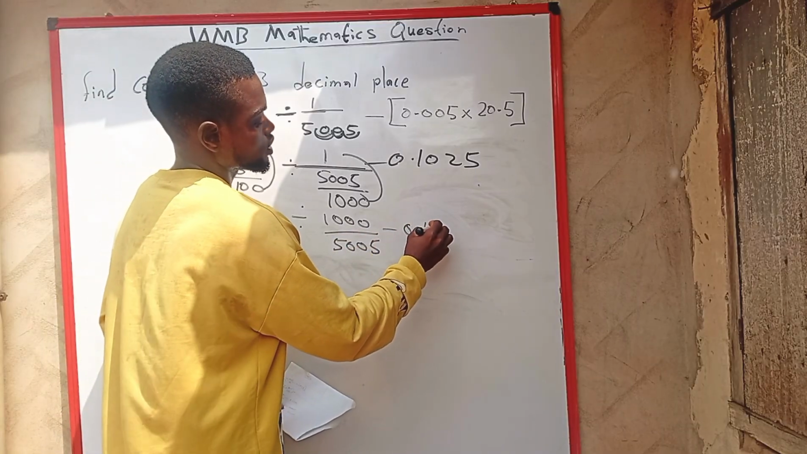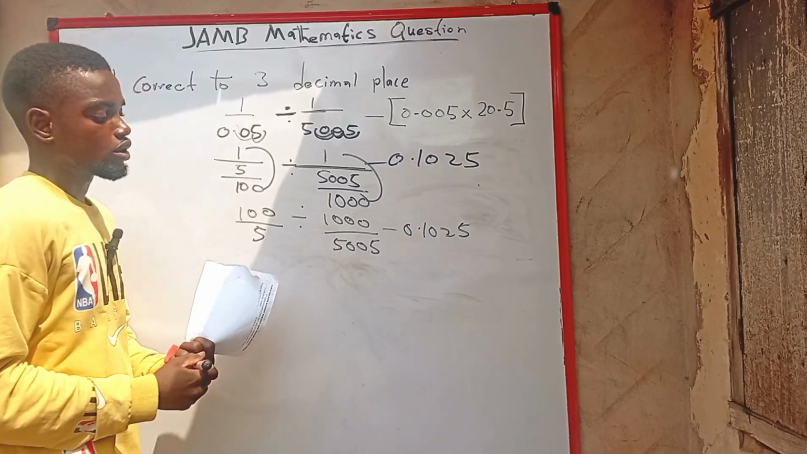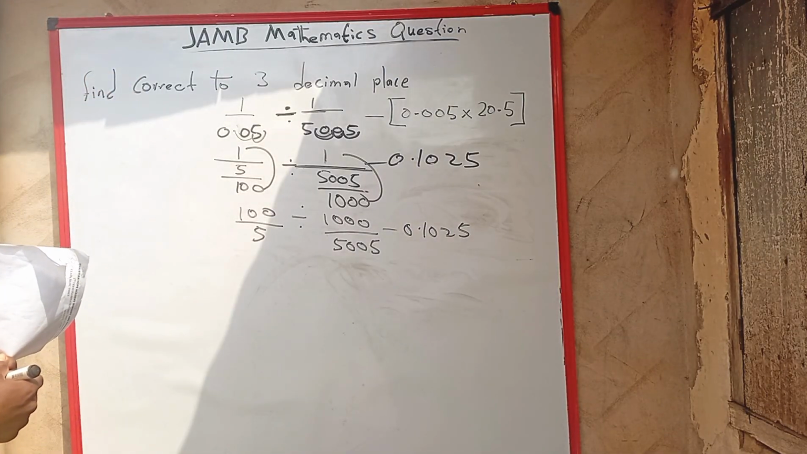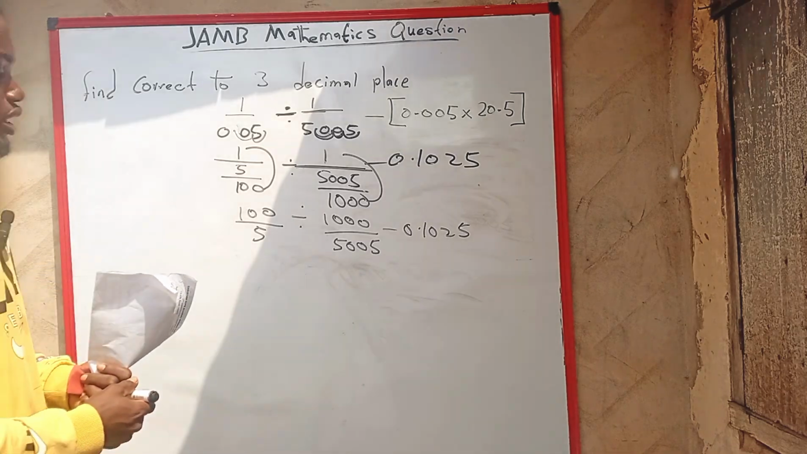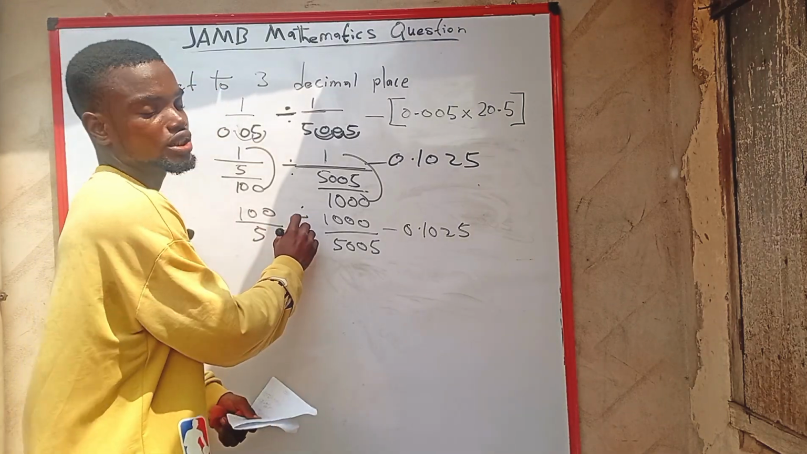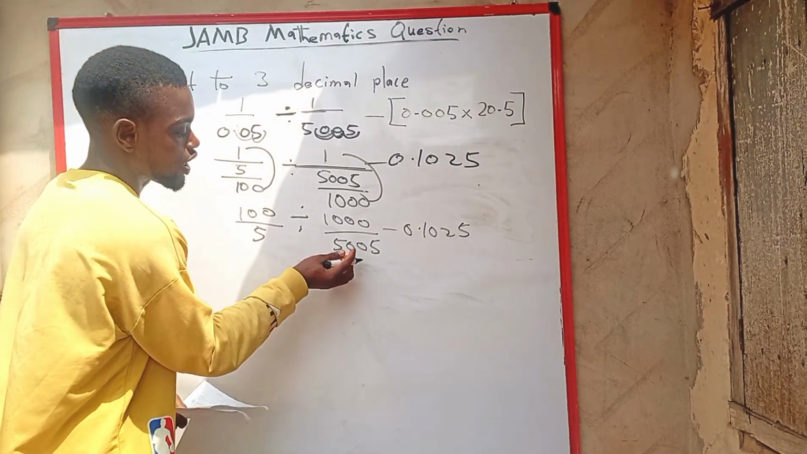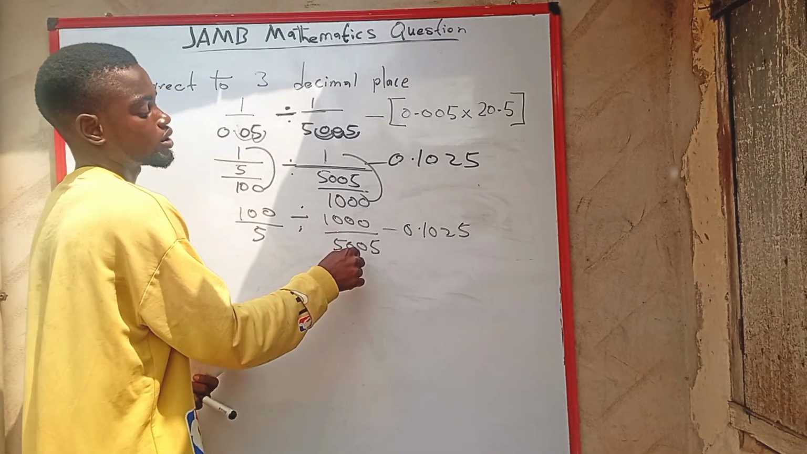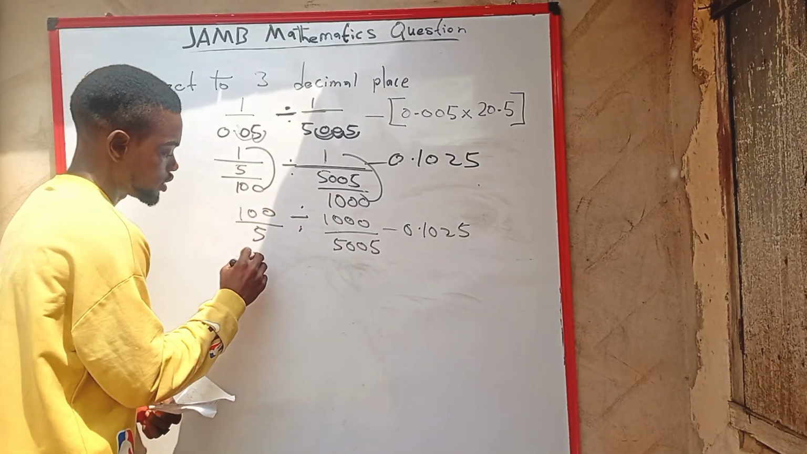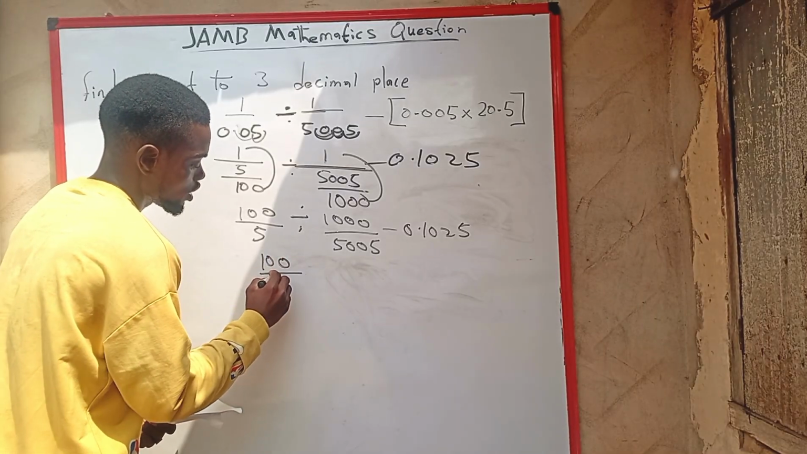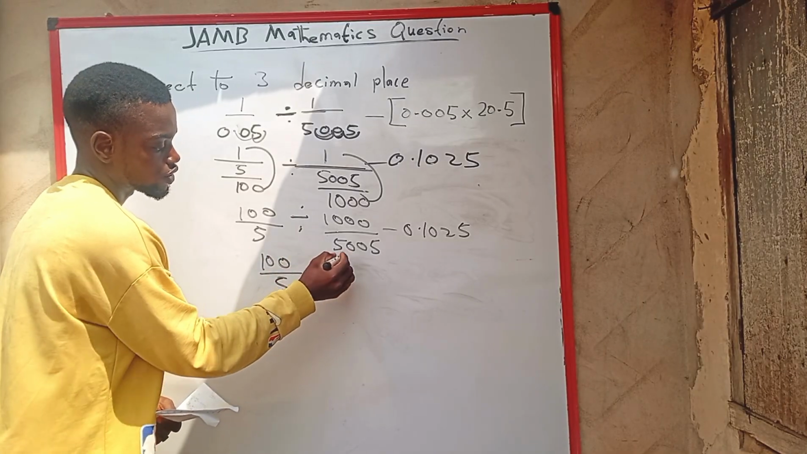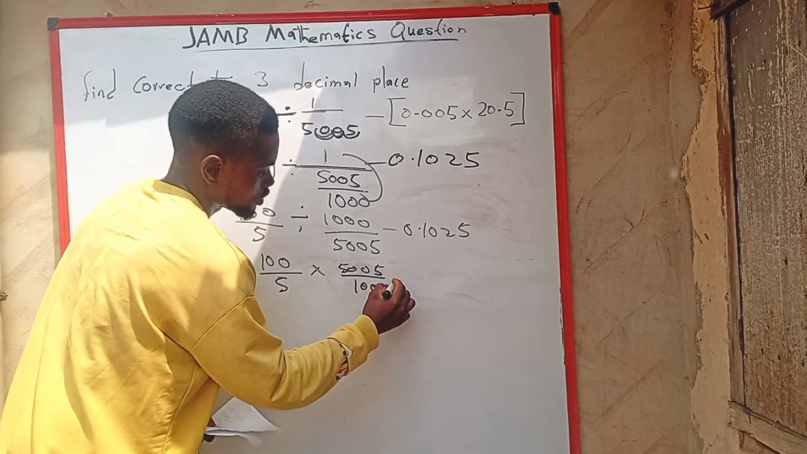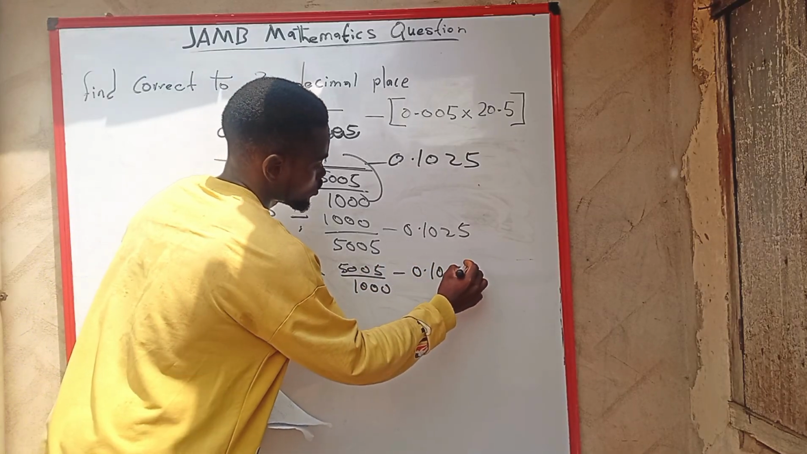And now 0.1025, still, that we got from here. Now continuing this expression, what do we have to do here in order to simplify further? We still have this division. So now changing this division to multiplication, these are going to swap. When they swap, 5005 is going to come up and 1000 is going to go down, but this is going to remain the same as 100 over 5. Now changing to multiplication, this will come with 5005 all over 1000 minus 0.1025.